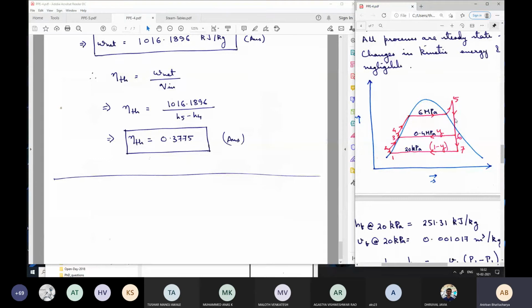You can take the same problem and take the feed water heater pressure as, say, 2 MPa, and try the same problem. Or 1 MPa pressure, let me just check. So this is 1 MPa pressure.